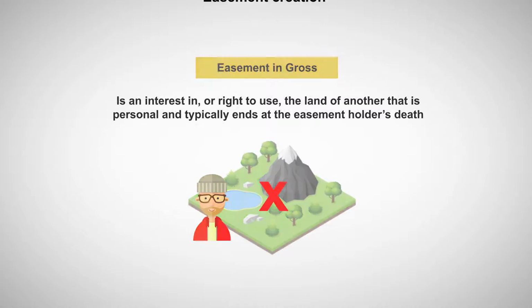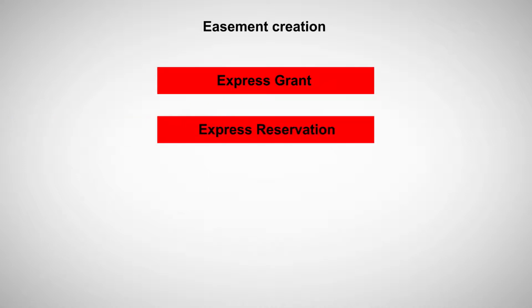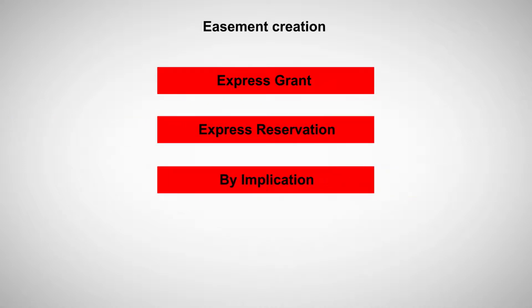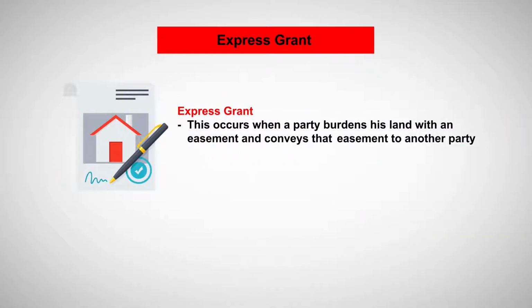Now we'll discuss easement creation. Easements are created in four ways. First, by express grant. Second, by express reservation. Third, by implication. And fourth, by prescription. The simplest way to create an easement is by express grant. This occurs when a party burdens his land with an easement and conveys that easement to another party.